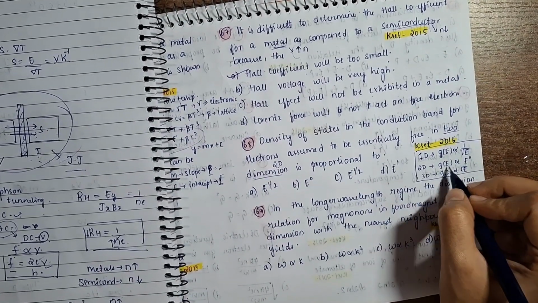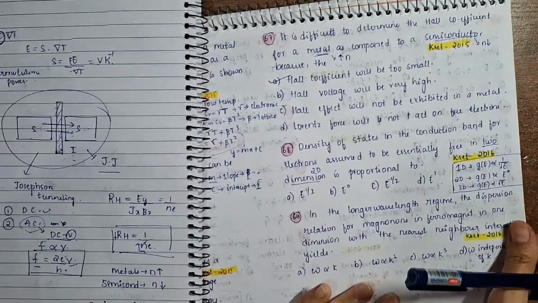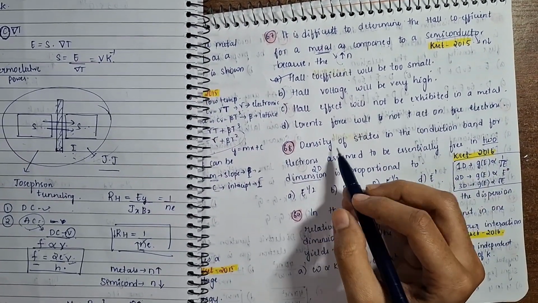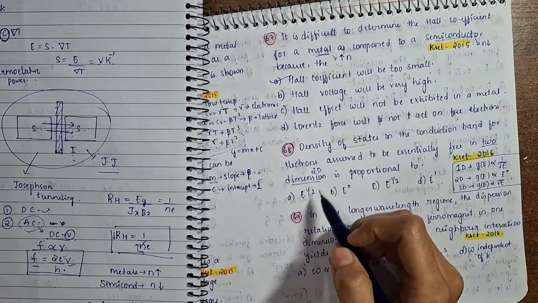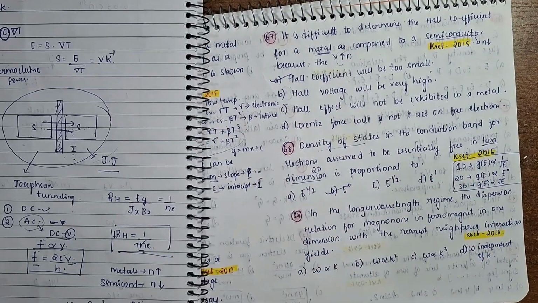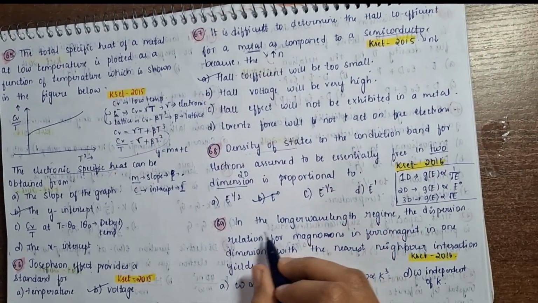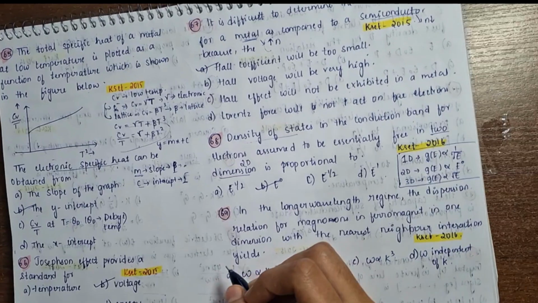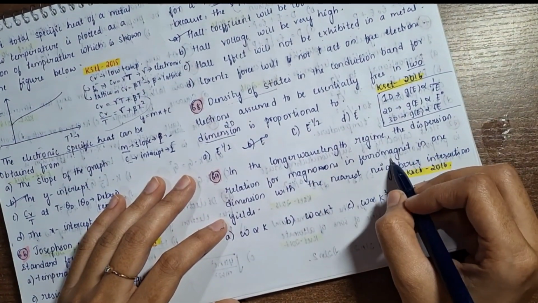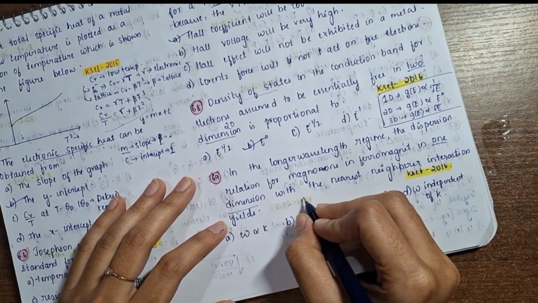So for 2 dimensions, the density of states is independent of E. They have asked for 2 dimensions, so the density of states in 2 dimensions is E to the power of 0.